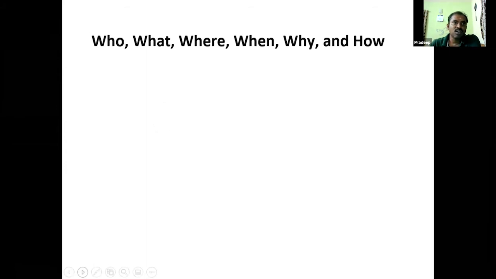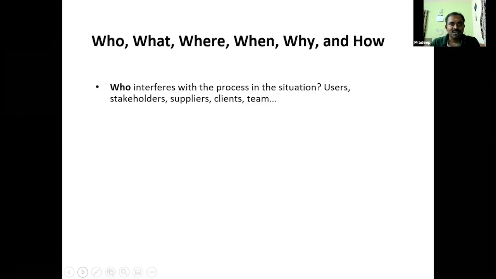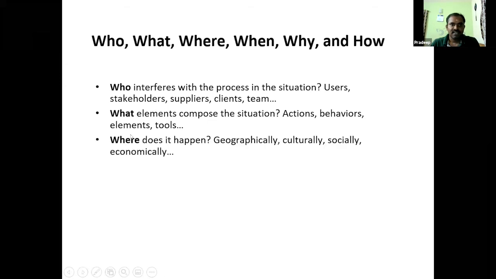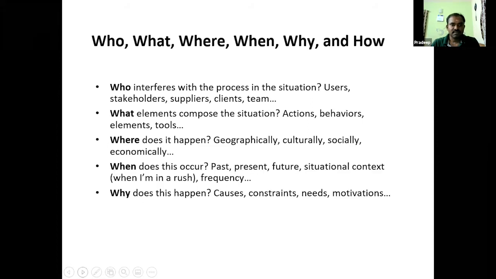Now there is another technique: who, what, where, when, why, and how. Typically its acronym is 5 Ws and 1 H. Who is involved in this process, who are the different users, what are the different elements, where does it happen, when does it occur, why does it happen, and how is this situation created. These are some questions which we can ask about the problem in order to clearly define it.